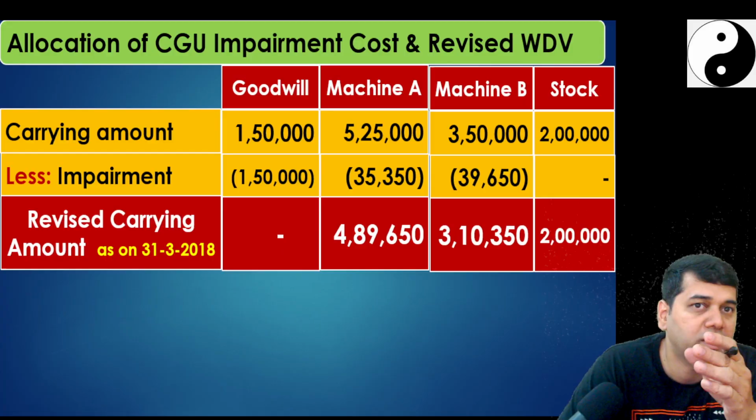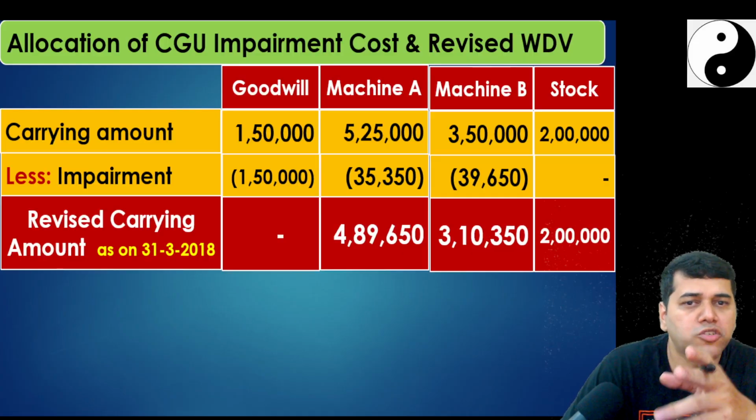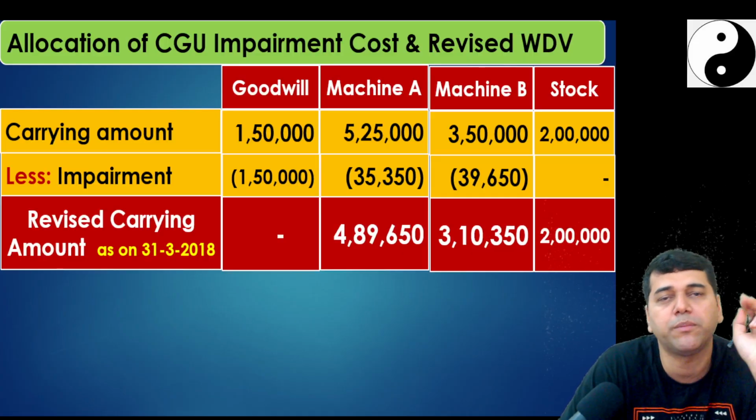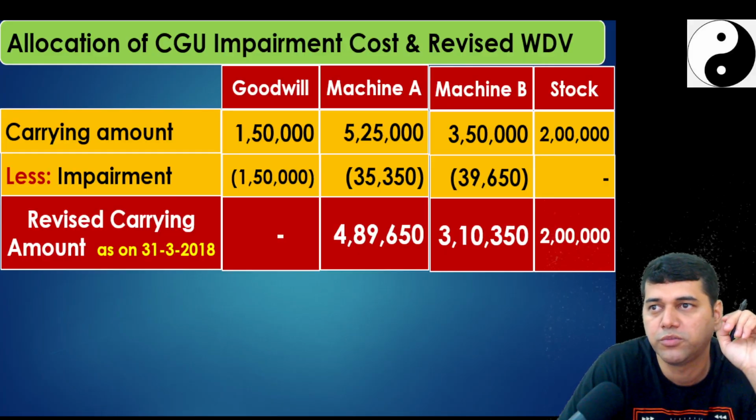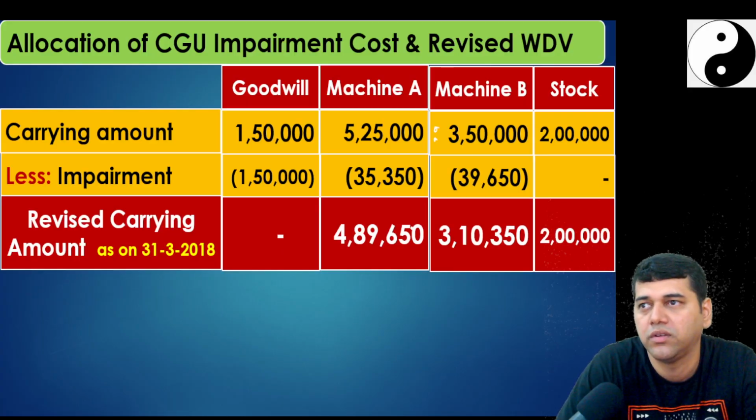If this was not there, we have done already. How to allocate the impairment, we know. Based on the book value, 5,25,000 is to 3,50,000. This is the ratio we used to distribute.